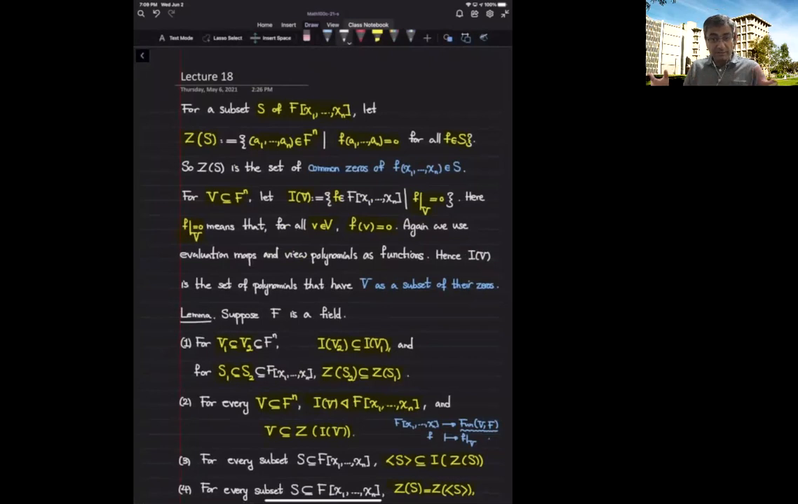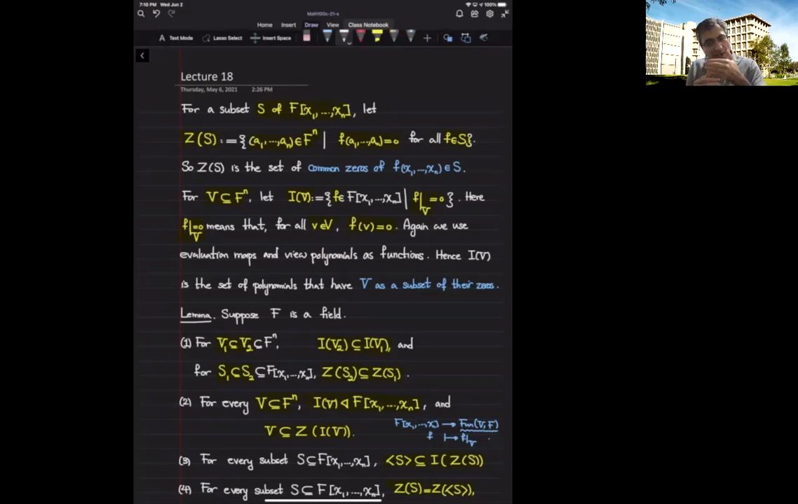If there are only finitely many polynomials inside S, Z of S is essentially the solutions of a system of polynomial equations. So Z of S is a subset of F to the n. It's the set of common zeros of the polynomials inside S. Now, similar to the single variable case, where instead of trying to find zeros of a polynomial, we went the other way around: we started with some alpha and asked ourselves, what are the polynomials that vanish at this point? We can do the same here in the multivariable setting.